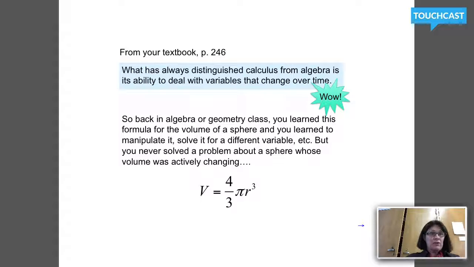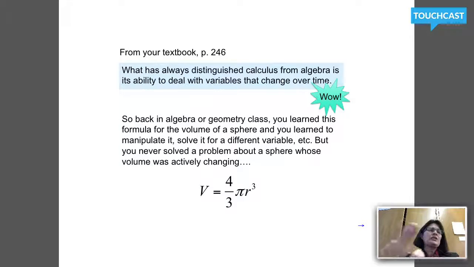So think about this equation that you probably know. It relates the volume of a sphere to the radius of a sphere. Volume is 4/3 times pi times the radius cubed. You know this formula already. You know that if you've been given the radius of the sphere, you could figure out its volume. You know that if you knew the volume of the sphere, you could figure out its radius.